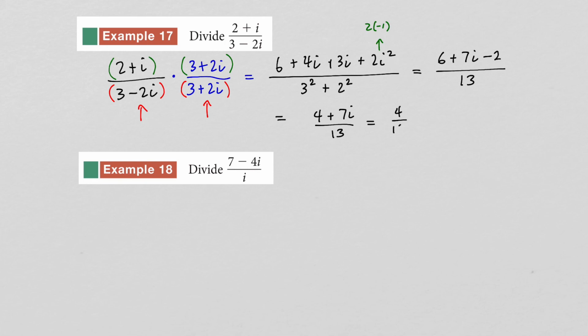And now I'll just separate this into two parts so that we have our answer in standard form. So the answer is 4/13 plus 7/13 times i.